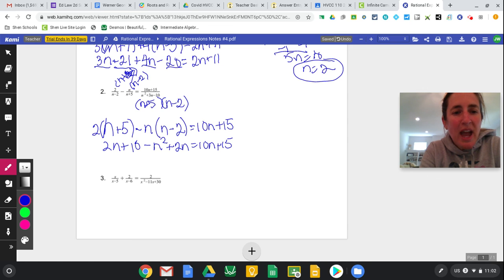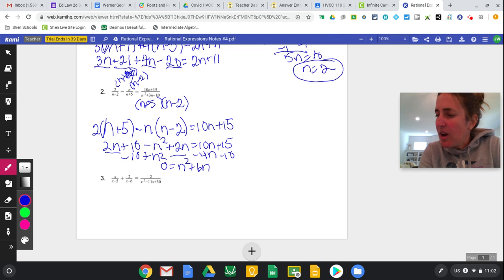2n and 2n give me 4n. See this here? But I'm going to move that 4n to the other side. I'm going to subtract 10 over to here, and I'm going to add n squared so that this whole side equals 0. So now it's n squared plus 6n plus 5 in the back.